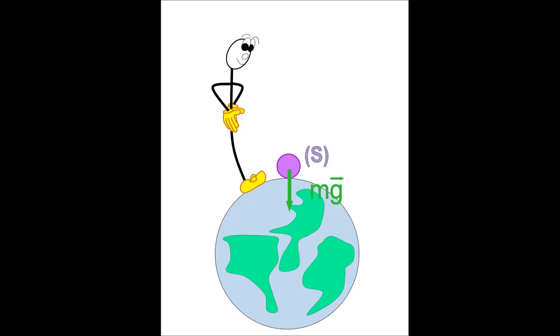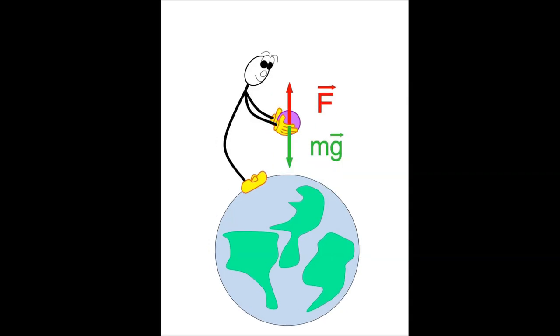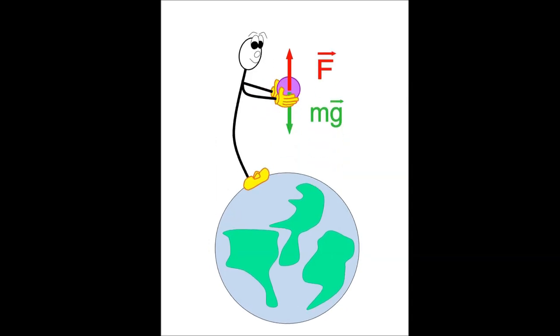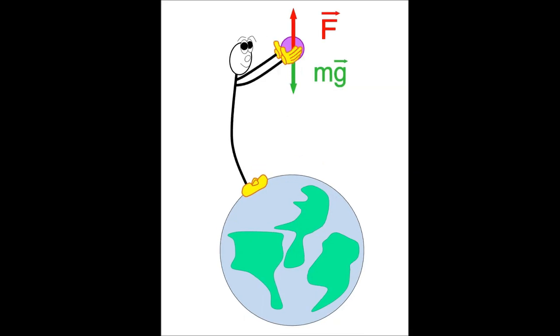When the person lifts the body S to a certain height, he has to give some energy to the system body Earth by exerting a vertically ascending force. The minimum energy that has to be given to the system body Earth to achieve the lifting is called the gravitational potential energy.